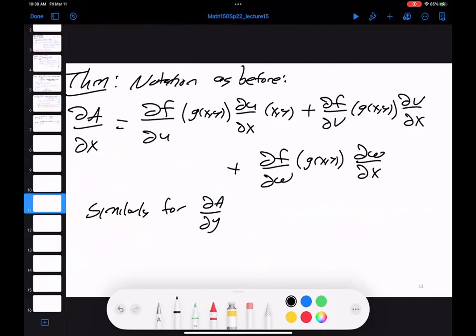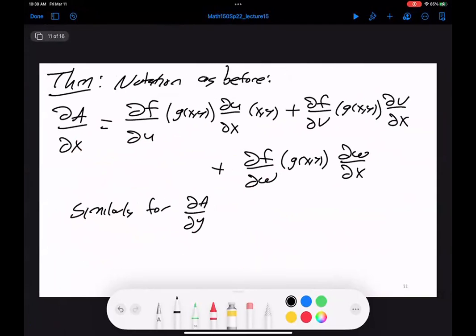And so now we get this result of this is the change. If I want to figure out how does A change with respect to x, it's how f changes with respect to u magnified by du dx, plus how f changes with respect to v magnified by dv dx, and then how f changes with w magnified by dw dx. And so if I give you complicated functions, I can now hopefully figure out what the complicated functions are doing in terms of the simpler ones.